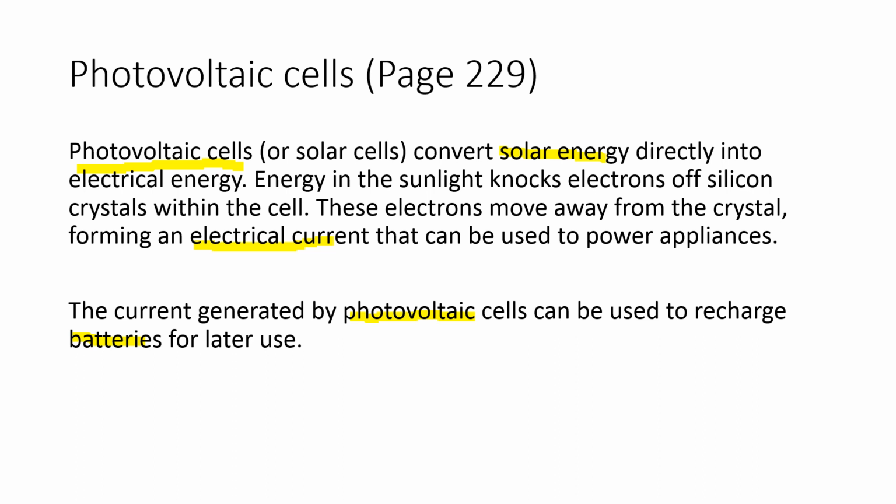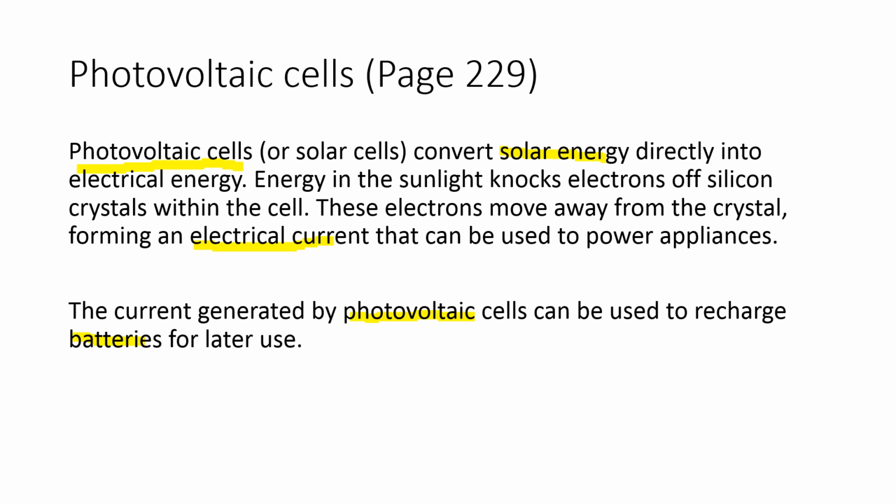The point here is that you have your solar panel. If you come across a solar panel on the rooftop, how it works is that it converts solar energy into electrical energy. The energy in the sunlight knocks the electrons off the silicon crystals within the cell. These electrons move away from the crystal. You are always talking about movement of electrons. If electrons do not move, there will be no electrical current. You see the same principle with a dry cell, with a wet cell, with the solar cells as well. The electrons have to move for electrical current to move as well, to be used to power appliances.